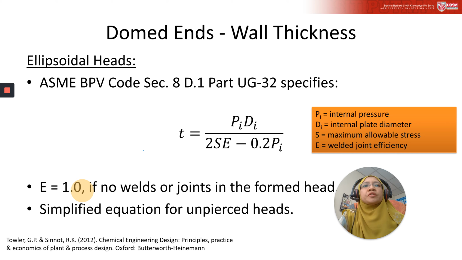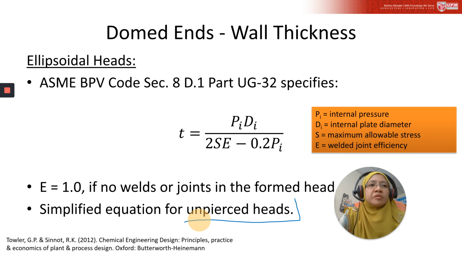The ASME BPV code specifies this equation, and again you must remember that this is a simplified equation for unpierced heads. For pierced heads, you need to refer to other detailed equations from the standard or the vessel handbook.